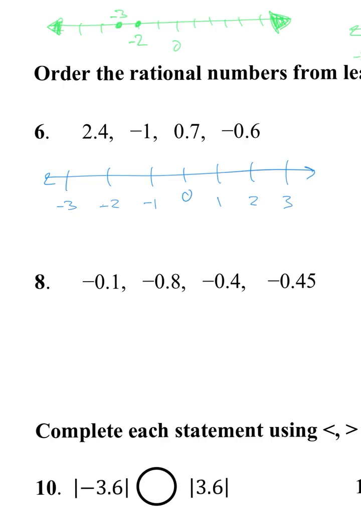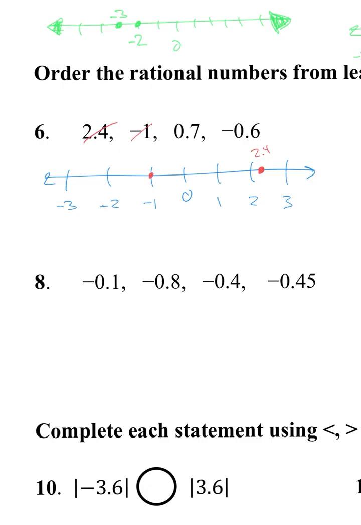And I'm going to plot it in a different color. So let's say something like there. That might be where 2.4 is. Okay, so we're done with that one. Negative 1. From 0, I'm going to go to the left 1 spot, and there's negative 1. Pretty straightforward, pretty simple. Now with 0.7, from 0, I got 0.7.